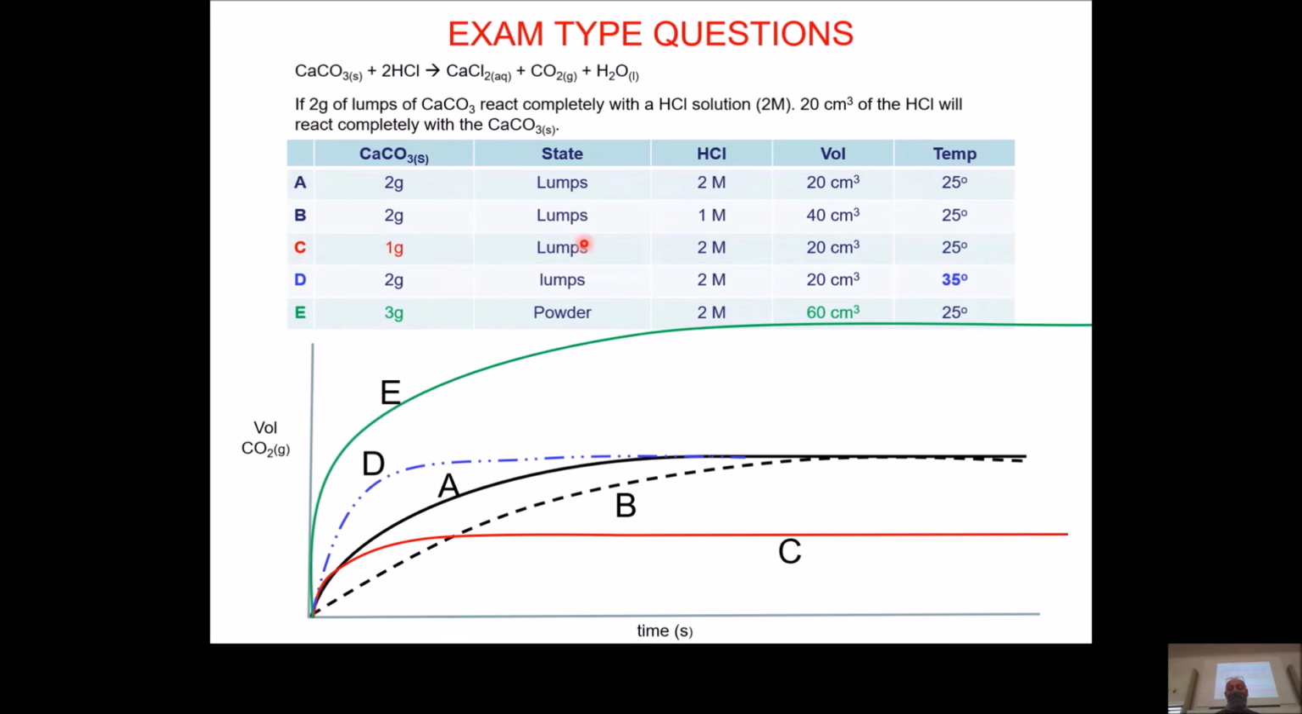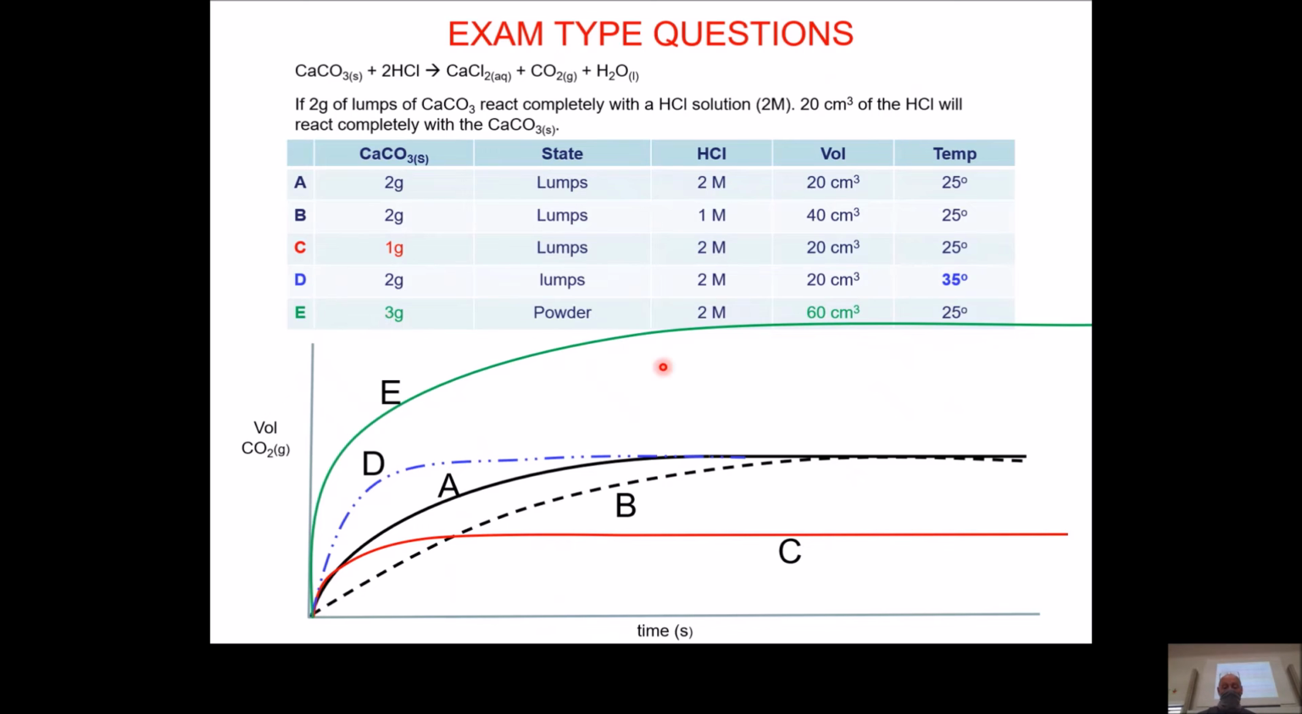So now half of this HCl won't even react, because you've only got 1 gram of this. You need 2 grams of this to react fully with 20 centimeters cubed of 2 molar. So that's why you can only get half as much gas produced. And this amount here is significant, eh? This is supposed to be half of that, because you'll get half as many products formed.